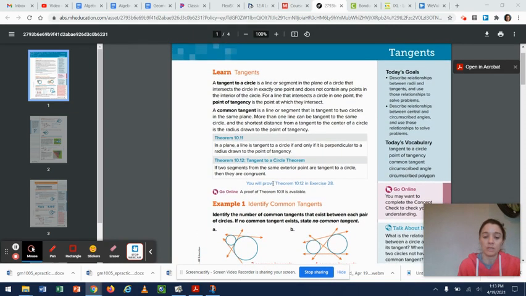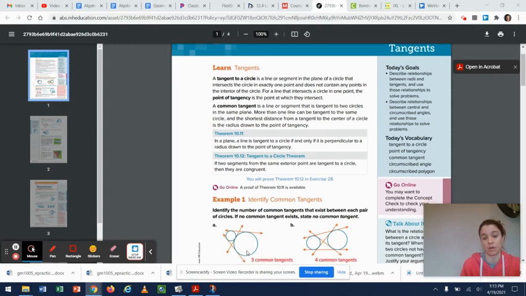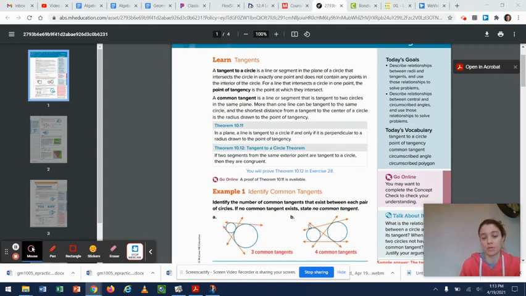So down here, we have to identify how many tangent lines there are. In this case, there would be 3 common tangents, so I would answer 3. Down here, you would have 4: 1, 2, 3, and 4.